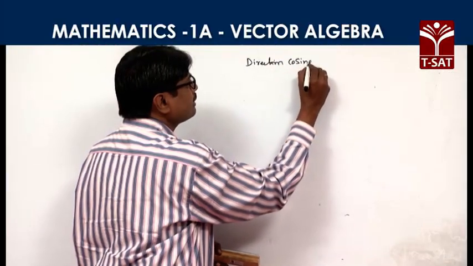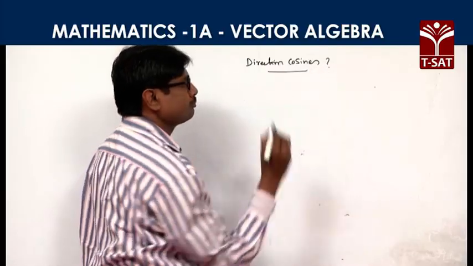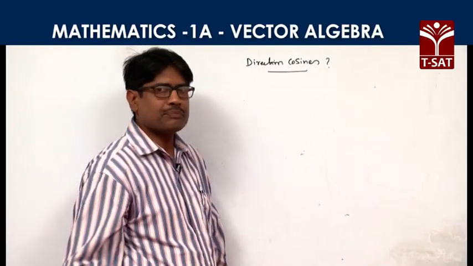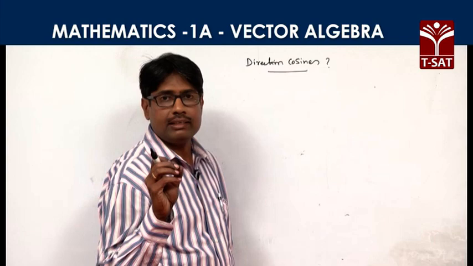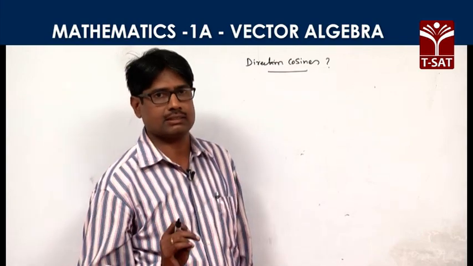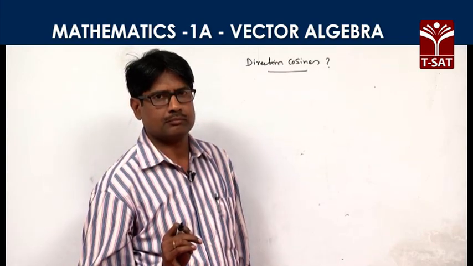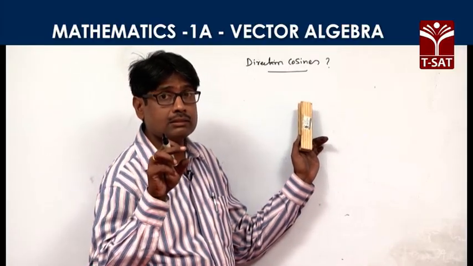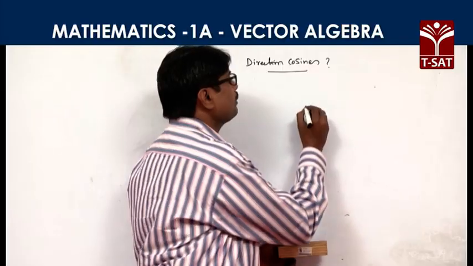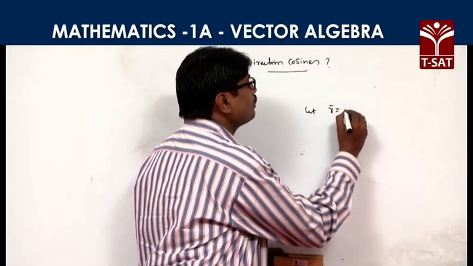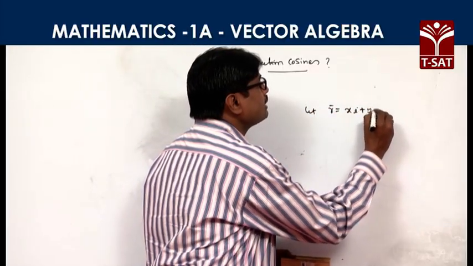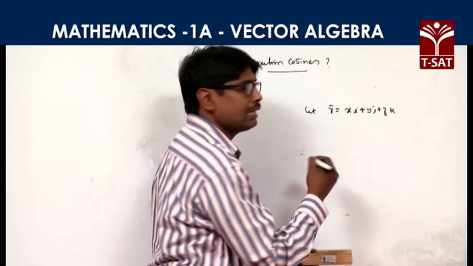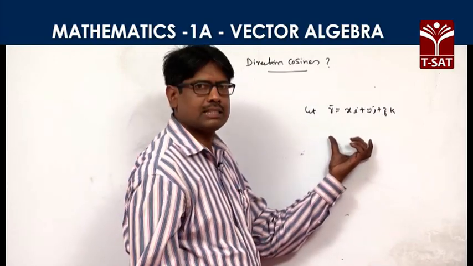What do you mean by direction cosines? In geometry, regarding a straight line, we have discussed the inclination of the line. But now we are talking about vectors in the triad, in space. For example, let R bar is equal to x i bar plus y j bar plus z k bar. Consider a vector. What is the meaning of this one?